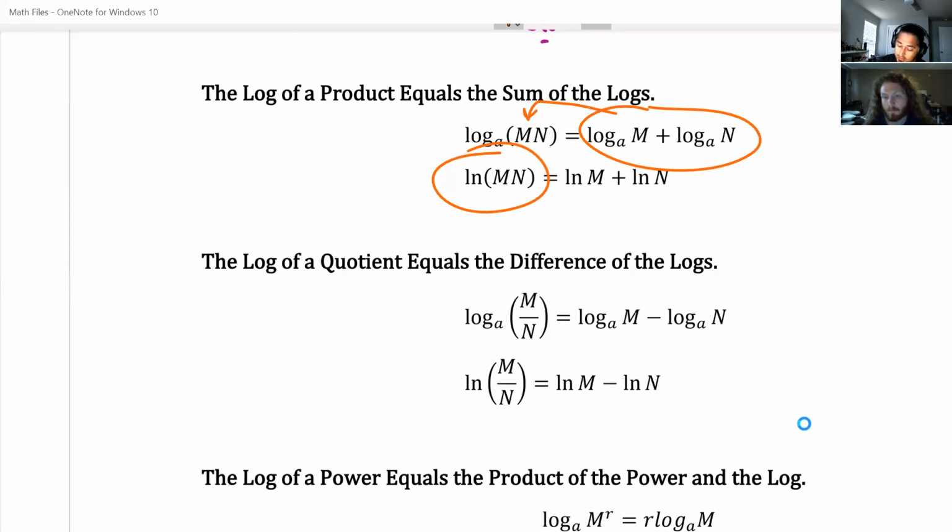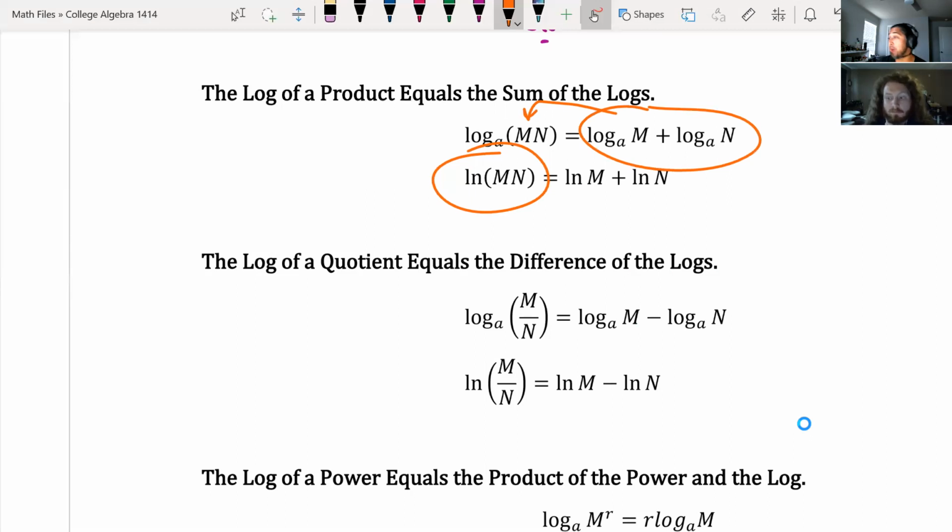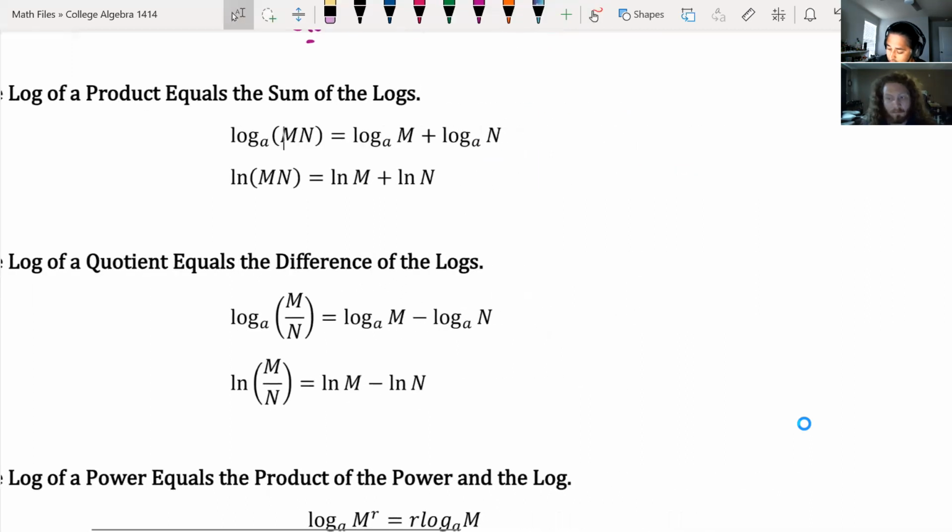Okay. So that is the product to sum, and we could even say sum to product. All right. I guess I give examples for most of these, right? Why not?